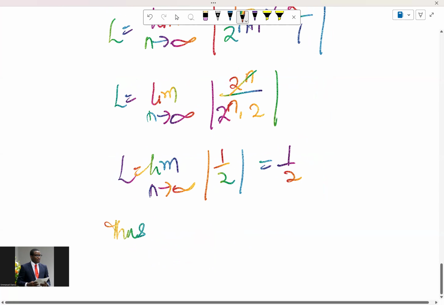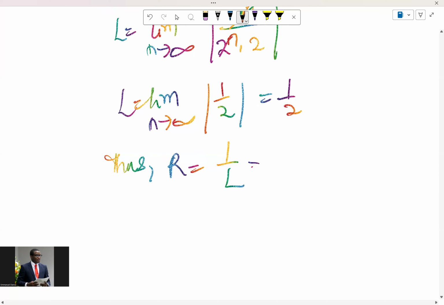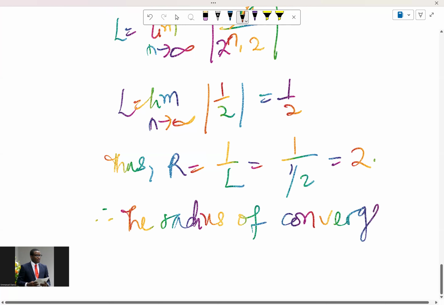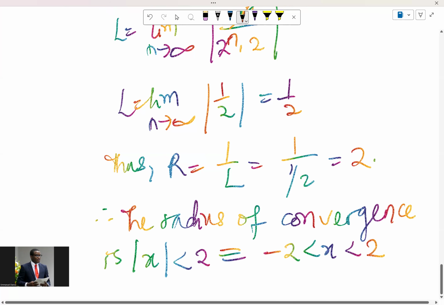Thus R, which is equal to 1 over L, is 1 divided by 1 over 2, which is simply 2. So the radius of convergence is 2. We can say, therefore, the radius of convergence is absolute value of x less than 2. Of course, that is similar to saying x lies between minus 2 and 2. That's another way to say that. So that's for the ratio test.